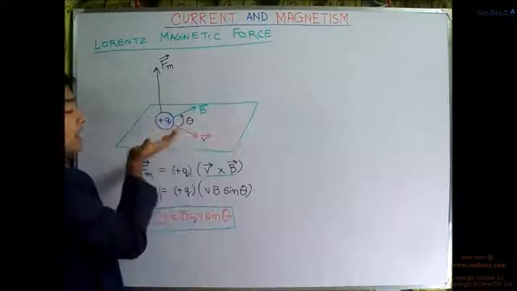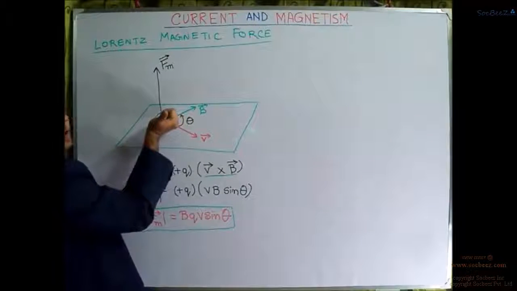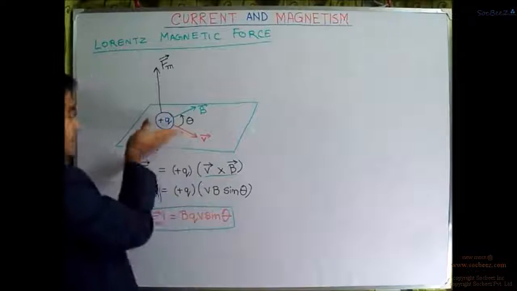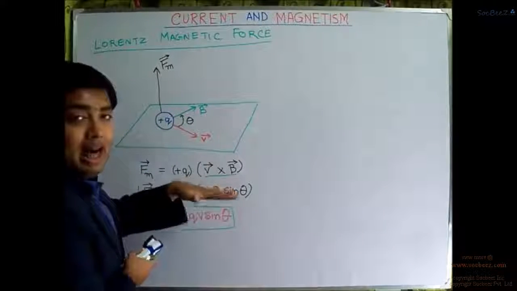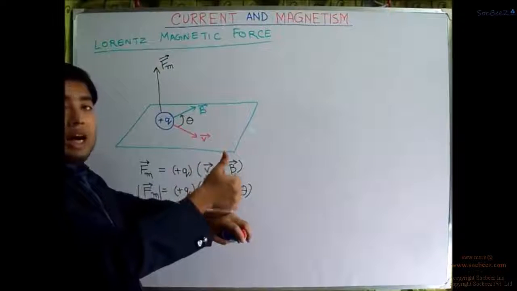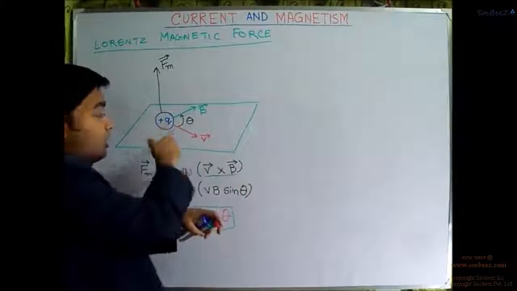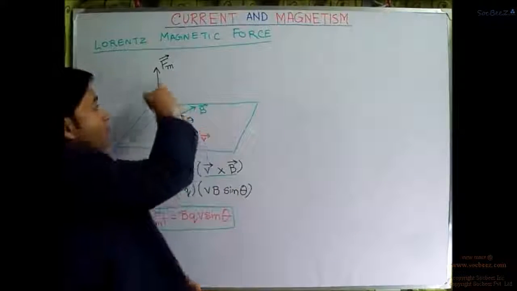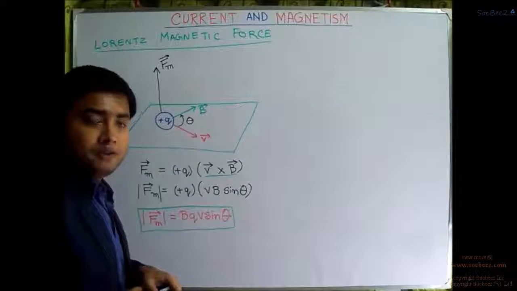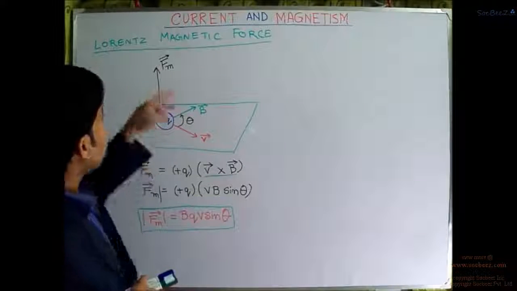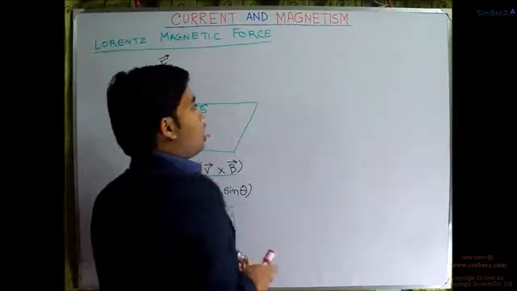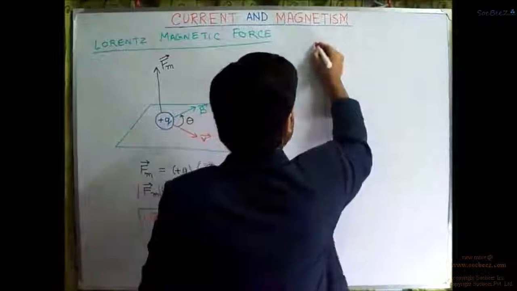And if this is the plane, obviously it will look like this. So in this plane we shall see that if we keep a plane like this and curl the fingers, the force exerted on plus q will be on the upward side, right? This is a three-dimensional figure. Now after the Lorentz magnetic force, there comes the concept of Lorentz force.